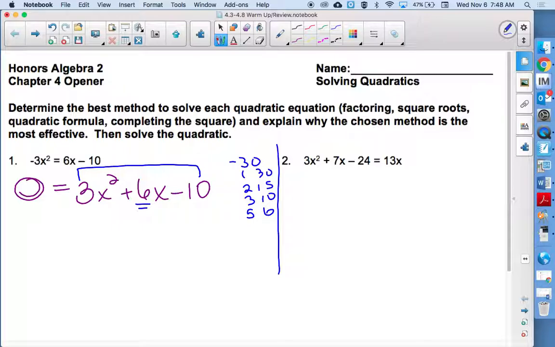So that leaves me with completing the square or using the quadratic formula. I would only complete the square if I could divide each one of those by 3. If I can't divide all of them by 3 and get rid of this 3, because 3 is not a perfect square, then I cannot complete the square. So it's not factorable. I can't divide them by 3, and we cannot use a square root because it has an x squared and an x term. So that leaves us just with the quadratic formula.